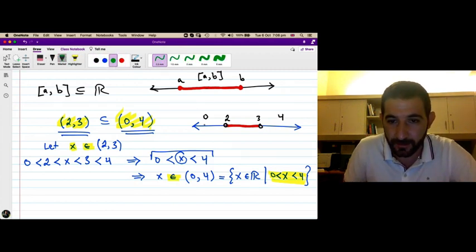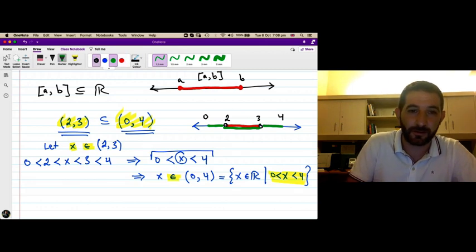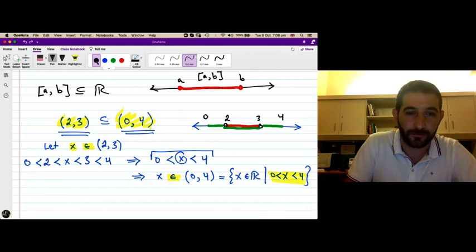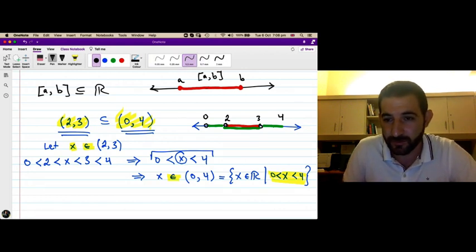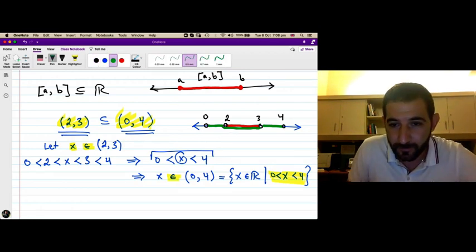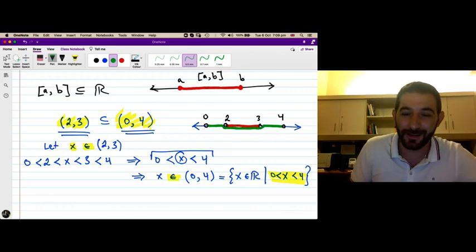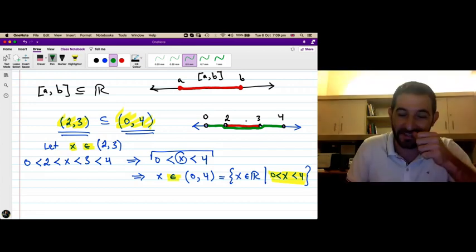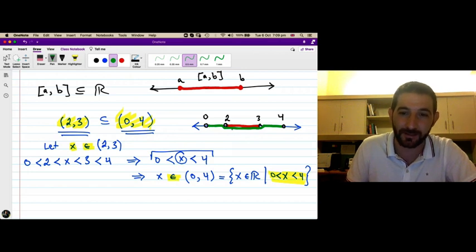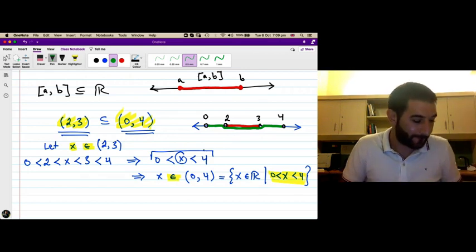Let me put it in green. So, not including 0 and not including 4. Okay, so 0 is not included, we use an open circle, an empty circle. So the green one, okay, I'm saying that the red set is a subset of the green set, because every element in the red set, which is from 2 to 3, is also an element in the green set, which is from 0 to 4. Okay.